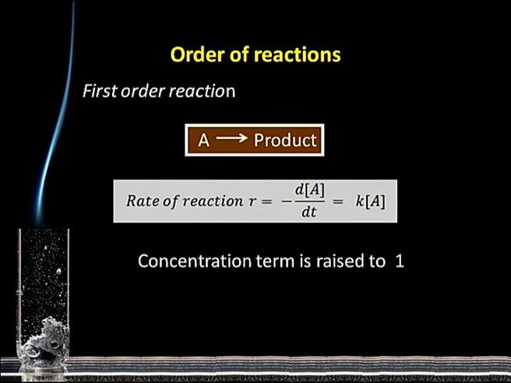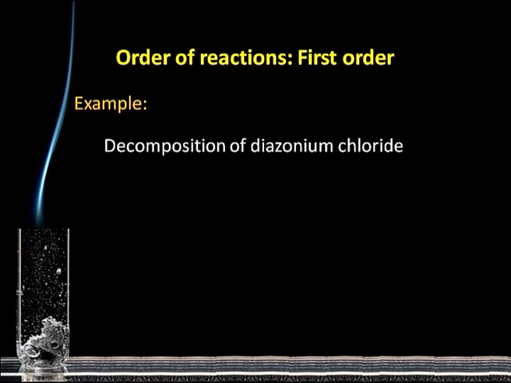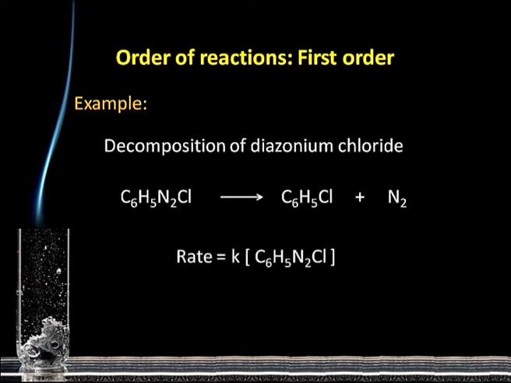Now this tells us that the concentration term is raised to 1, and by definition of order of reaction, in this case it turns out to be 1. Let us look at the examples. Decomposition of diazonium chloride. You can see here, and we can monitor the reaction by measuring the volume of nitrogen evolved. The rate is found to depend on the concentration of the reactant, that is diazonium chloride, and you can see the power to which the concentration term is raised is 1. Therefore, this is a first order reaction.